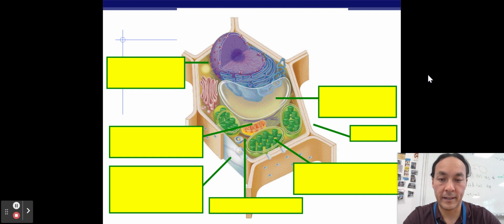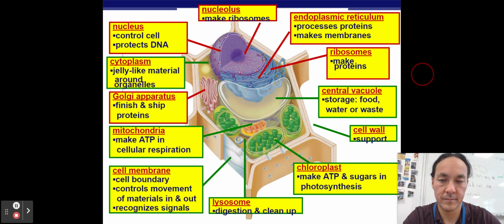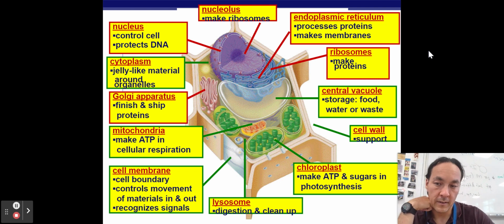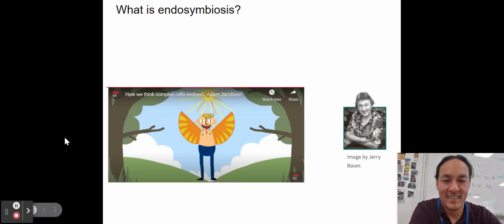All right, same thing for a plant cell. All right, hopefully you got these. Let's see if there's any we haven't gone over. Nucleolus making the ribosomes. All right. Sorry, I had to say goodbye to some seniors right there.